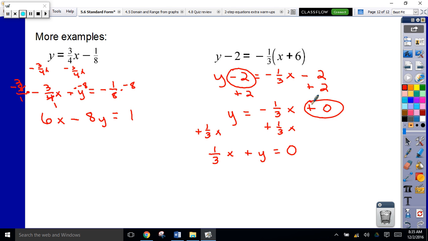Okay, now I need to get rid of the 1/3. So what would I multiply by? Gretchen? 3. So I'm going to multiply everything by 3. And I get x plus 3y equals 0. Okay, questions? Okay.